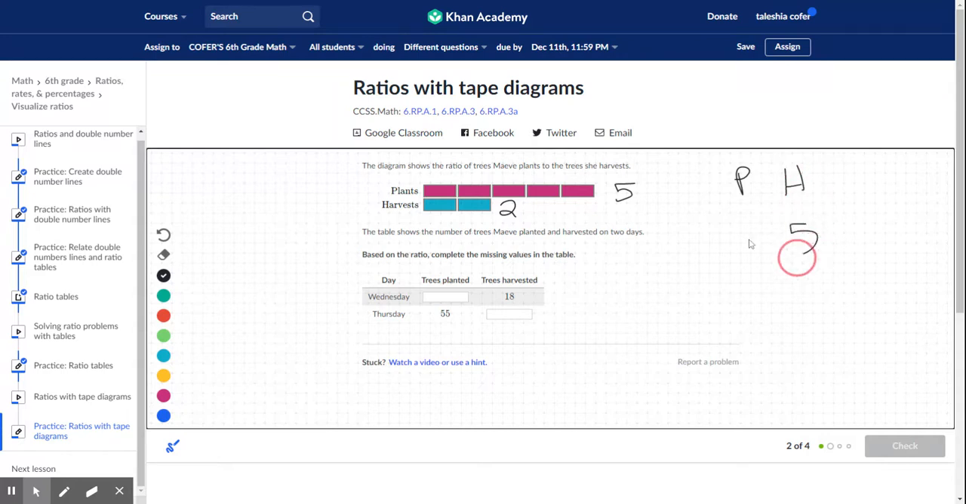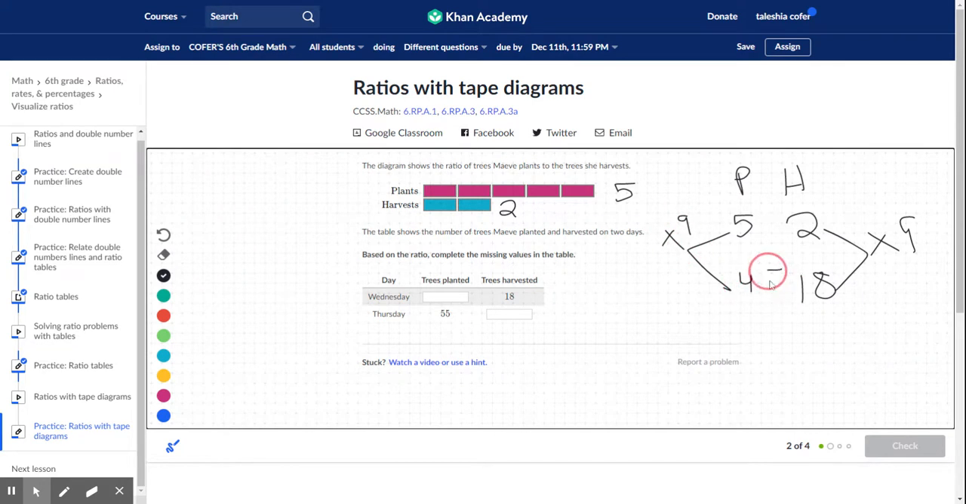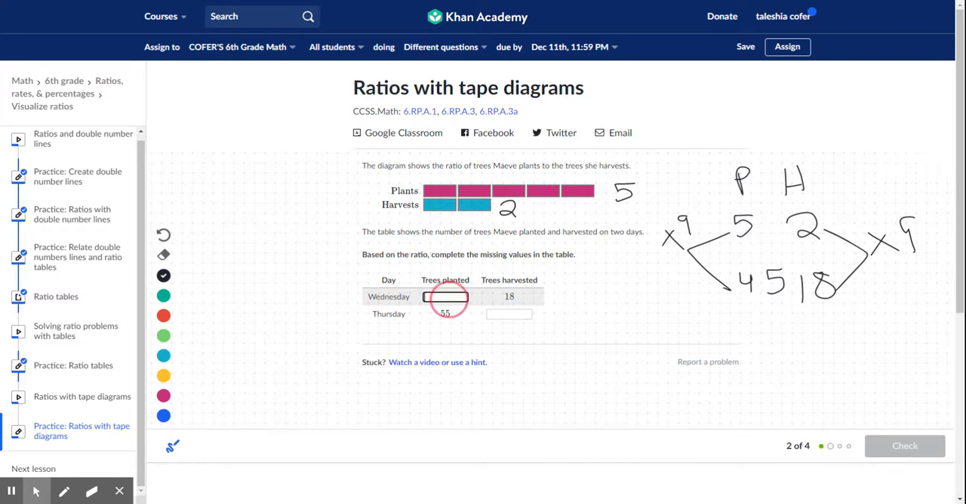I have a 5 here. I think I wrote it backwards. Let's get this off. There we go. I have a 5 here and a 2 here. First thing they want to know, what if I had 18 trees harvested? To get from 2 to 18, I multiply by 9. If I multiply by 9 on that side, I have to multiply by 9 on this side. 5 times 9 gets me 45. So I know that a 45 has to go here.